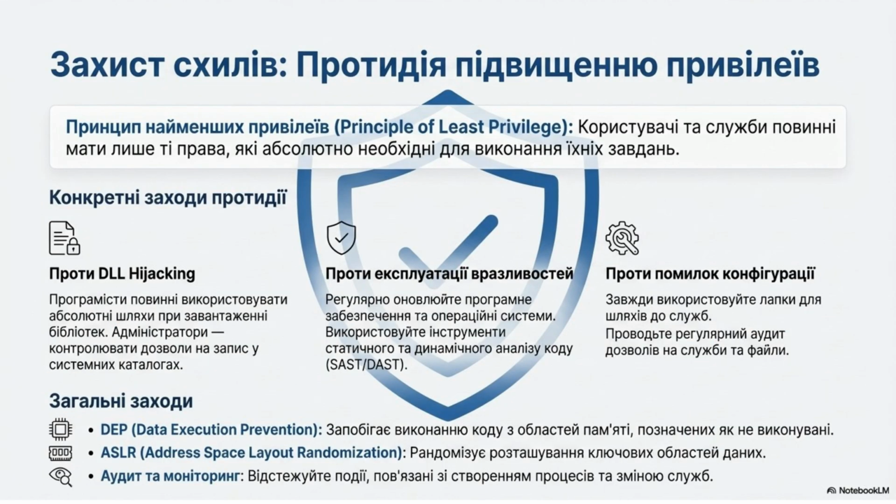To counter privilege escalation, adopt the principle of least privilege. Specific countermeasures include preventing DLL hijacking by using absolute paths, regular software patching to prevent vulnerability exploitation, and using quotes for service paths.